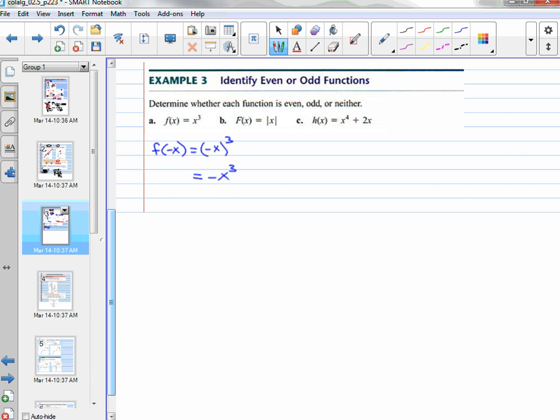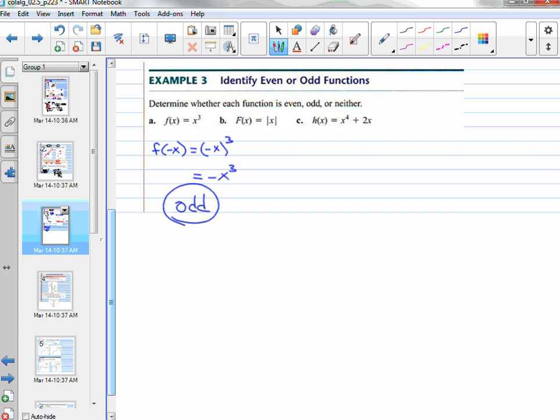And you have two questions to ask. Did I end up the same? If I end up the same, it's an even function. Or did I end up negative of the original? It's an odd function if that happened. This is an odd function. This is just negative of the original function. Now it's possible for neither of those to happen, and then we say neither.